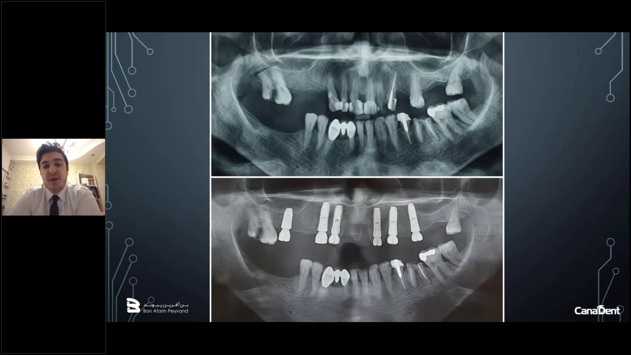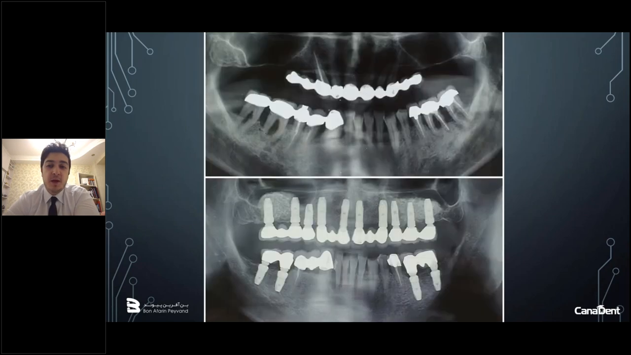That's where it can be done simultaneously with other surgeries. For example, in this case, we had to perform closed sinus lifting. And in this case, the immediate implantation was done simultaneously with a bilateral open sinus lift. So we can see that there is a lot to be done. We have a lot of options. We can give a lot of help to our patients if we know how to do it.